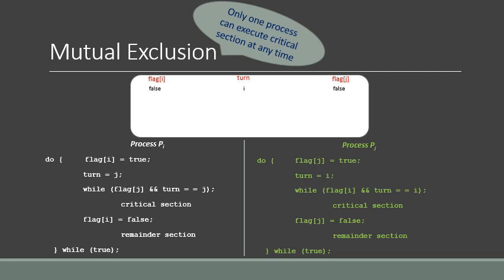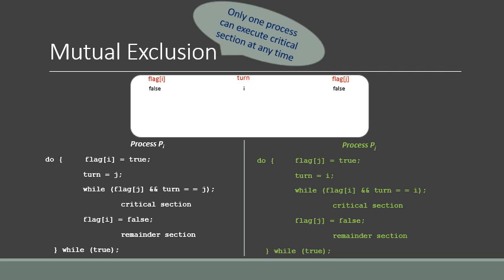Suppose there are two processes, process Pi and process Pj. Initially, none of these processes want to enter their critical section. So the flag of i as well as the flag of j both are false. And turn can be set either to process i or to process j. We have set turn to i.